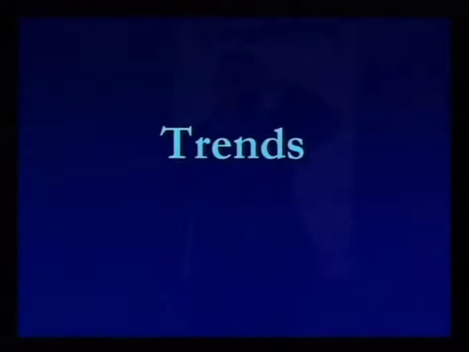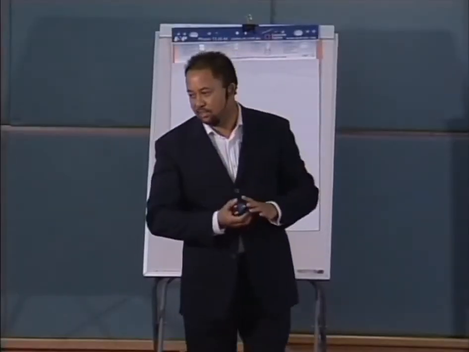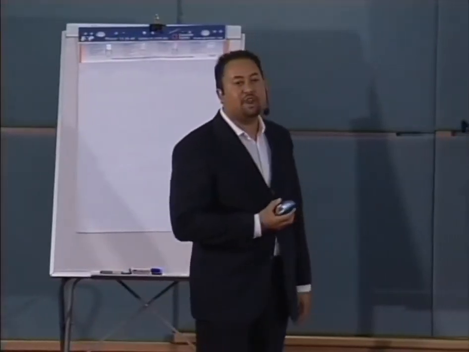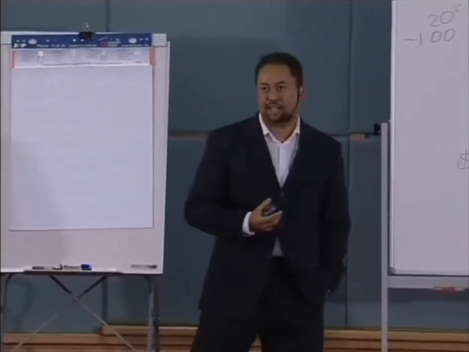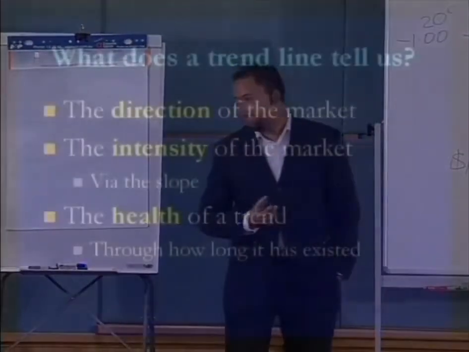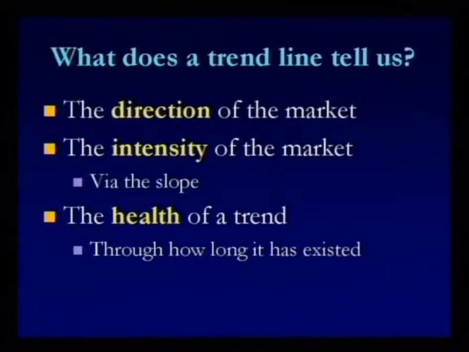Let's talk about trends. So what does a trend tell us? Trend tells us the direction of the market, but it also tells us two other things. And this is very interesting. People are not always aware of this. It also tells us the intensity of the market via the slope.